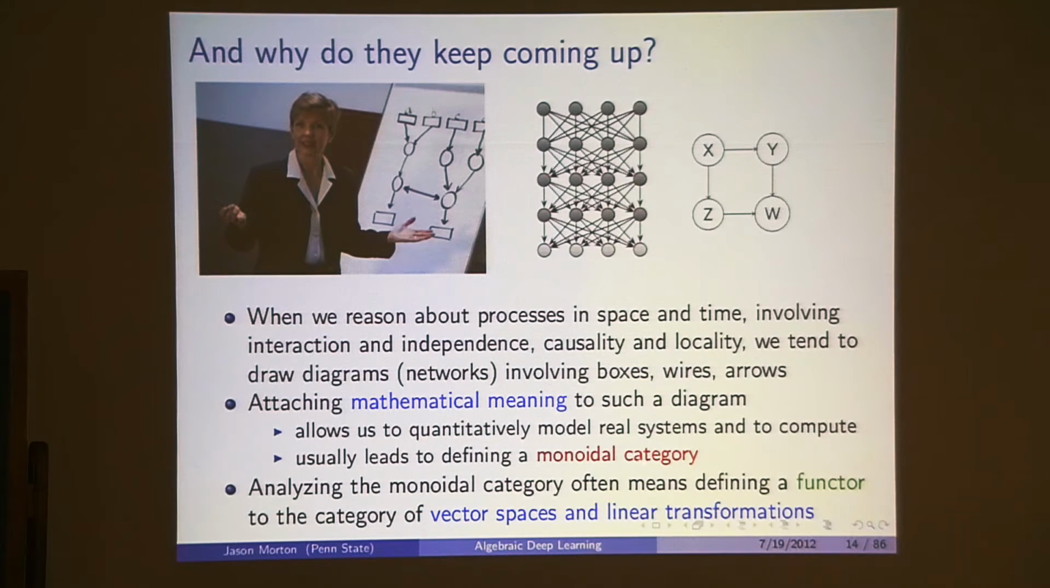So this means there are certain notions of freely being able to draw different diagrams on the blackboard or make PowerPoint diagrams, and if you follow certain rules, that actually corresponds to something with mathematical meaning. And to analyze this often means defining a functor, which is something that happens in category theory, a map to the category of vector spaces and linear transformations. So that's back into what we call tensor networks.